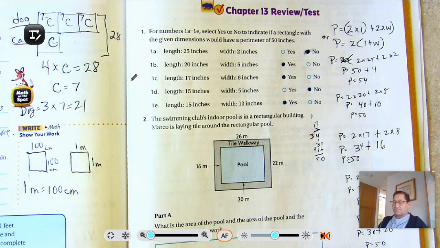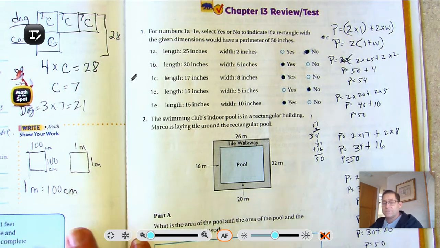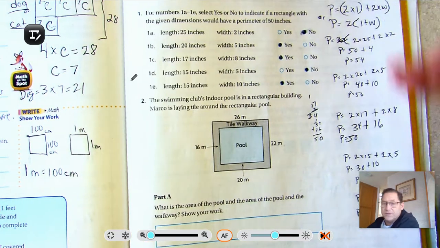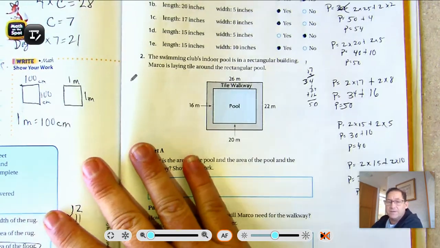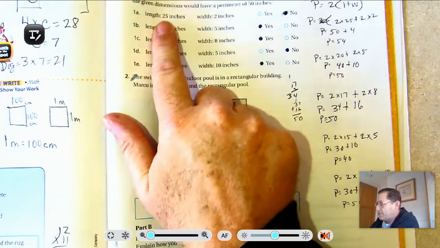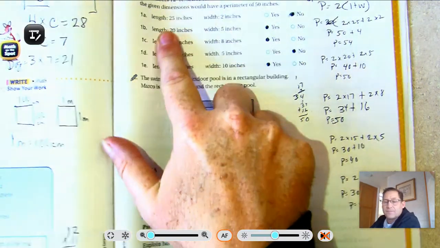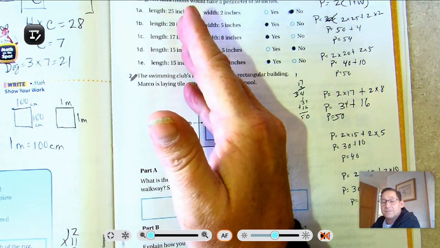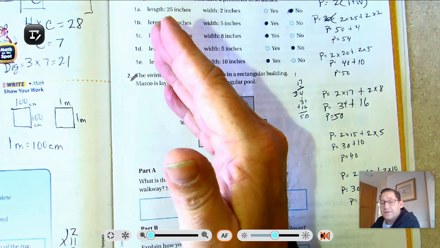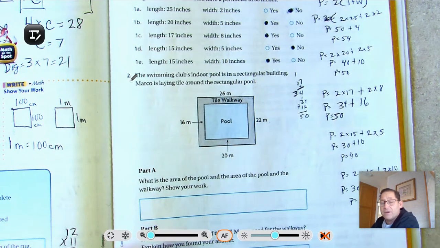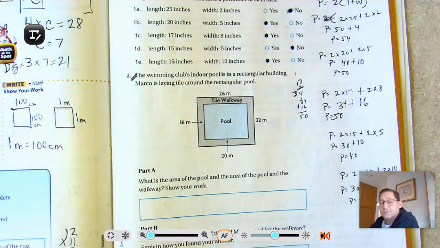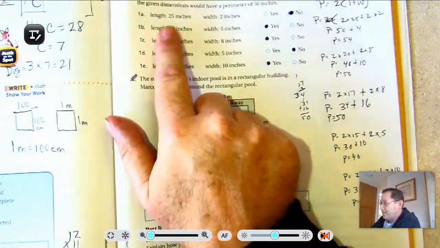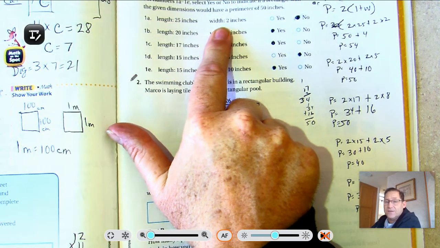Now, technically, there was a simpler, quicker way to do those. But I want to make sure I show you the proper way to solve them in case you need to. But I could have just added these up, and if it came to a total of 25, it would be a perimeter of 50, because 25 would be halfway around the rectangle. So if I had 2 sets of 25, that would be 50. So this one here is 27, so that's not going to be 50.